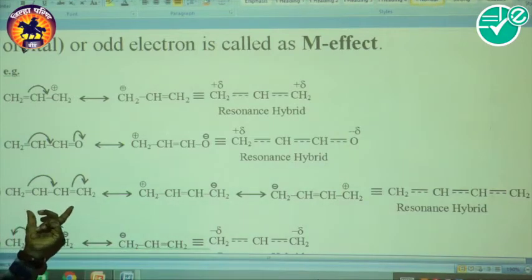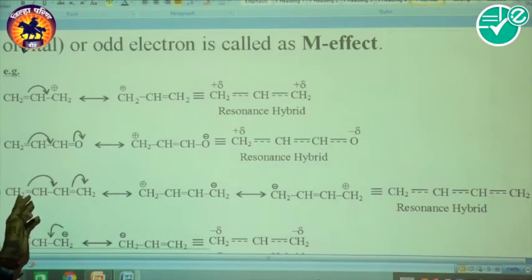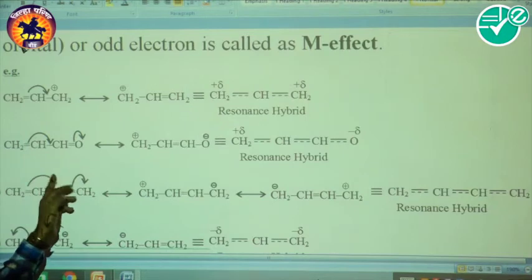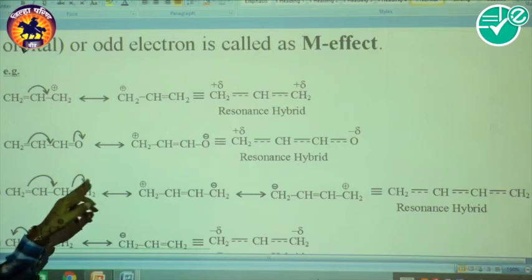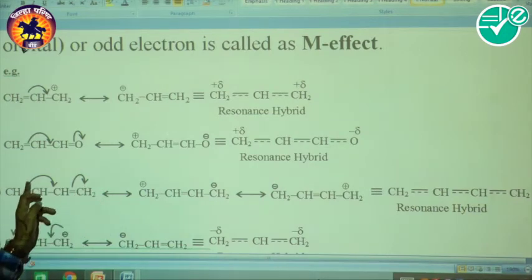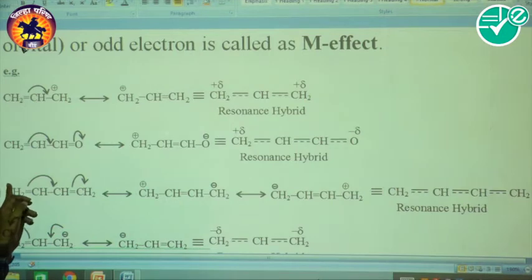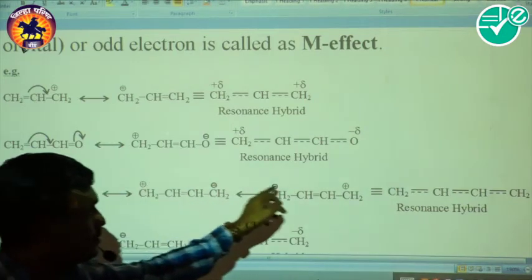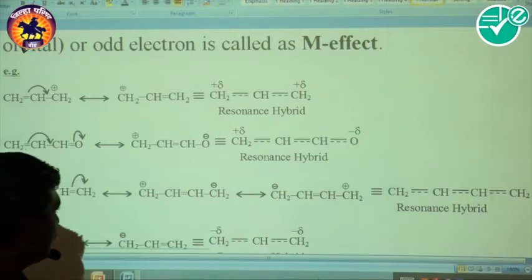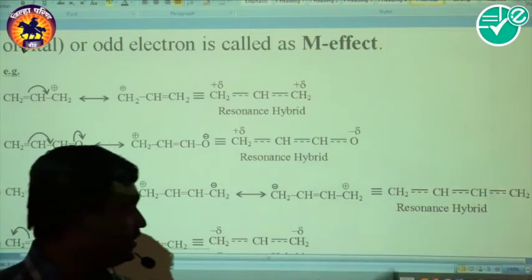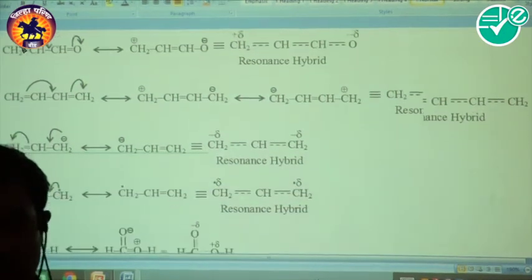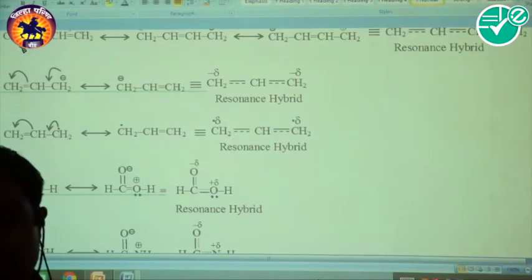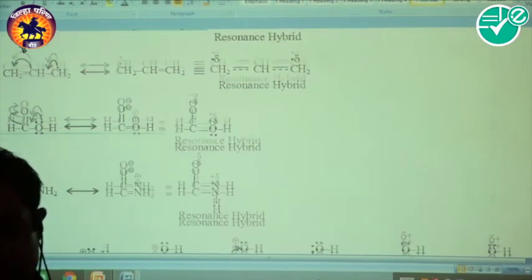Then look at this, another example. Here is the pi conjugation. In the same way, the double bond is shifted here to a single bond, and this double bond is shifted here. This carries a negative charge, and because of the shift of this electron, it carries a positive charge. These are the structures observed here, and this is the resonance hybrid. In this way the mesomeric effect is observed. More structures give more stability.